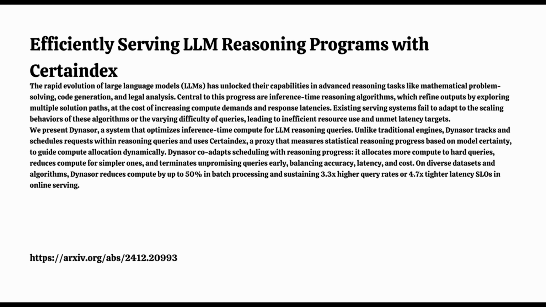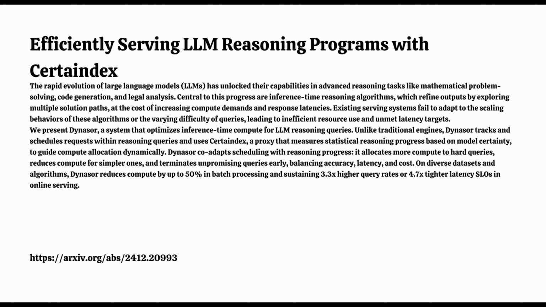We also have reward models, where the score itself acts as a measure of certainty. So a higher reward score usually means that the LLM is on the right track. So essentially, we're using the LLM's own confidence level to fine-tune how much resources it uses. Exactly. The paper mentions a system called Dynasor that was built using the Certaindex concept. What can you tell us about it?